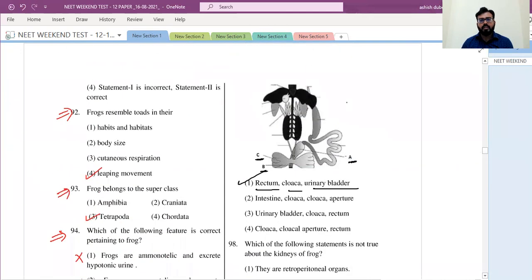And what is this? This is the esophagus. This is the liver. And these are the lungs, the fat bodies, the kidneys, the ureter, the intestine and the stomach.